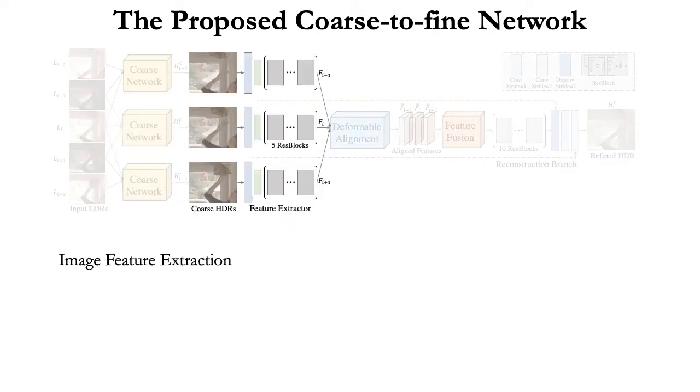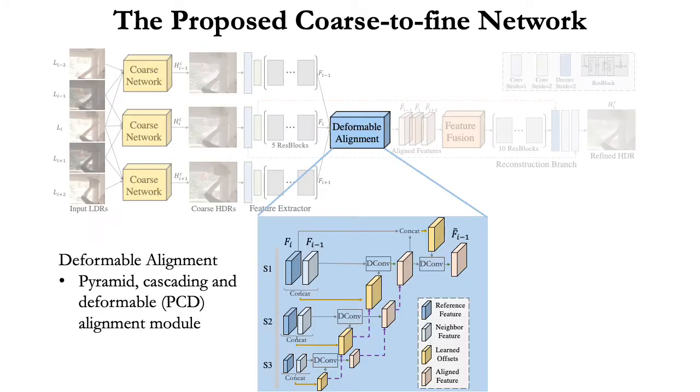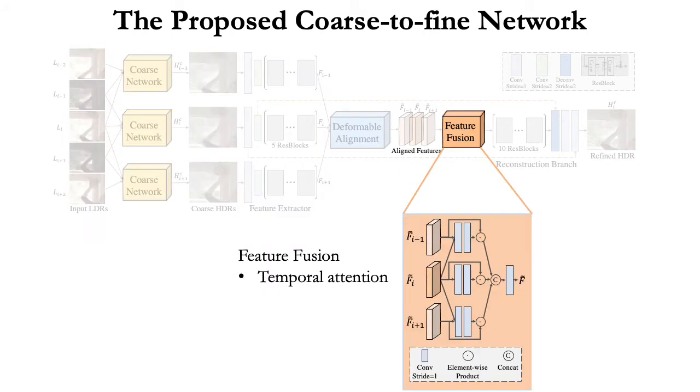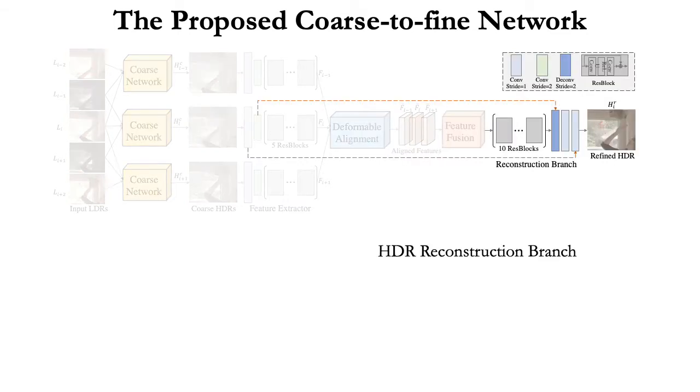Our RefineNet first extracts a feature for each coarse HDR image. It then aligns features of neighboring frames to the centered frame using a deformable alignment module. The aligned features are then fused using temporal attention. Last, the fused feature is used to regress the refined HDR.